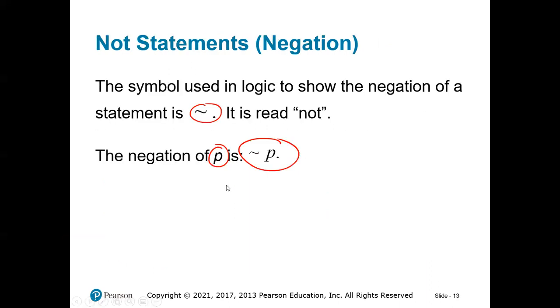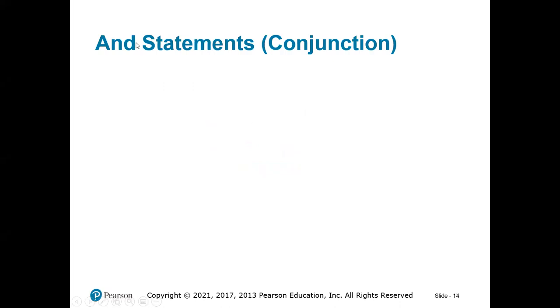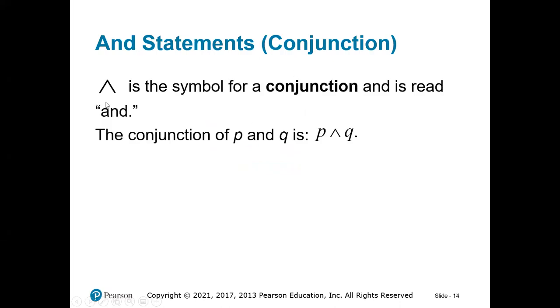Now we're going to talk about the and statement, called the conjunction, and the symbol for it is like a wedge. So the conjunction of two statements P and Q is P and Q. You read it P and Q. You don't say P upside down V Q. Well, you could say that if you want to, but the proper way of saying things is P and Q.